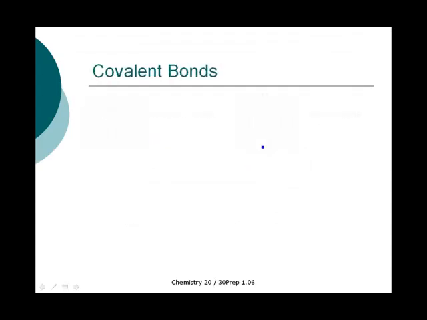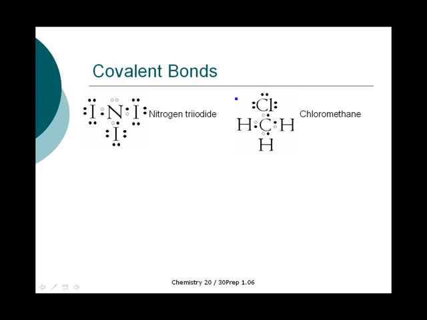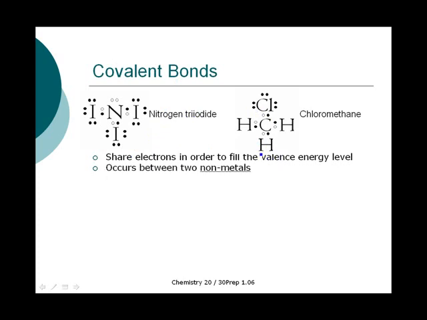So that's how covalent bonds are formed. Covalent bonds are the sharing of electrons in order to fill the valence energy level. It occurs between 2 nonmetals. In this case, if you take a look at the nitrogen trioxide, there are 3 covalent bonds. If you take a look at chloromethane, there are 4 covalent bonds.